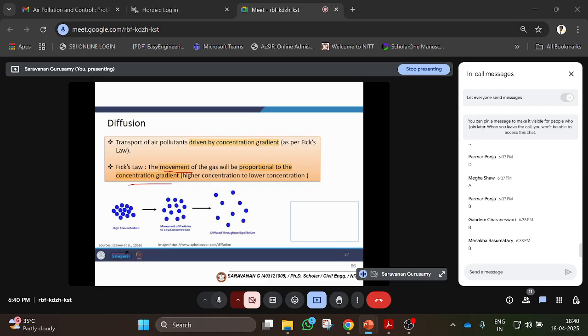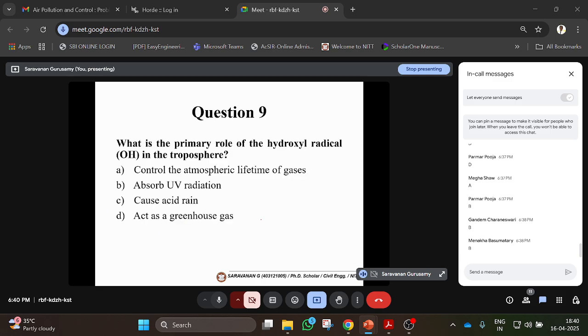Diffusion is movement due to concentration gradient. Here, from high concentration to low concentration, movement is happening. Okay, hope you understand the transportation mechanisms.